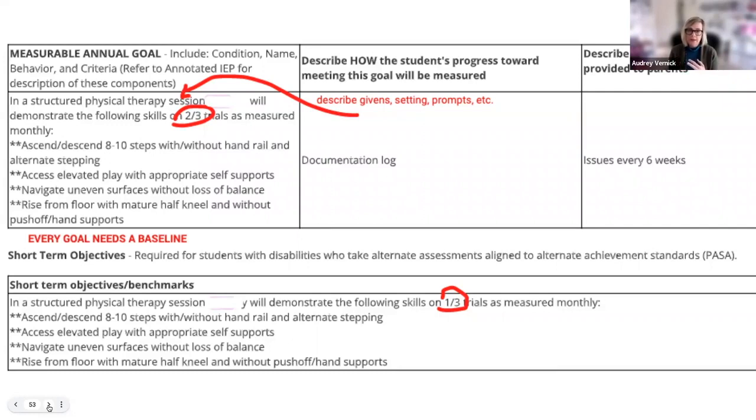measurement criteria. So 90% accuracy in 5 out of 5 trials as measured over a 6-week reporting period or a 4-week reporting period, et cetera. You can see that in the benchmark down below, they said the first benchmark is 1 out of 3 trials, and then by the end of the year, it's going to be 2 out of 3. That seems like a big gap. So there should be 3 benchmarks that you're breaking it down into, so you're seeing a little bit of progress every quarter or trimester. Okay.